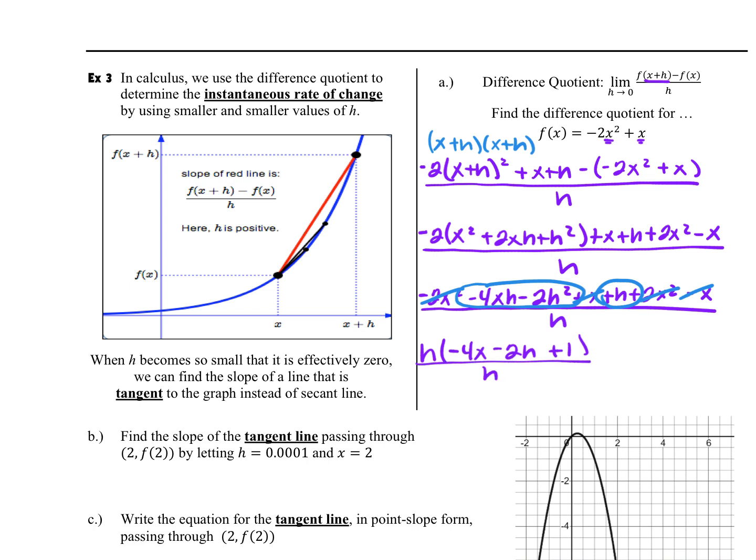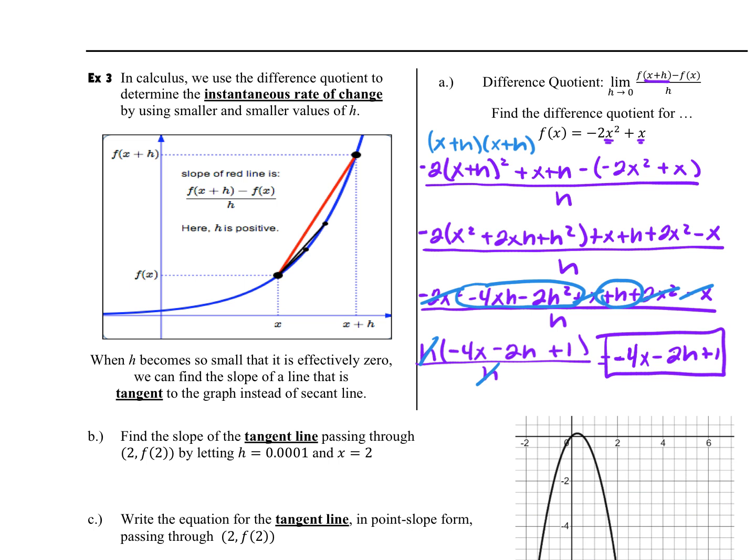And as I mentioned way up here in the beginning, our ultimate goal is to be able to cancel the h that's in the denominator. Since everything here had an h, I could factor the h, and then that h will cancel. So our final answer for the difference quotient question is negative 4x minus 2h plus 1. This is our final answer.